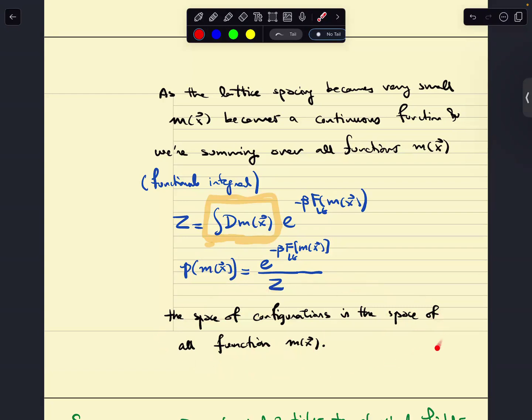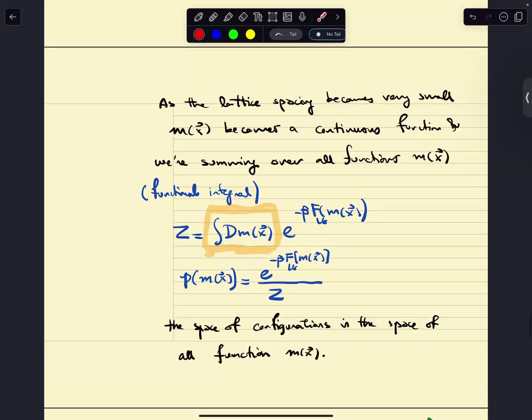In classical physics, the configuration space was all the QIs, right? Where the position of the particle is at different times. Here, the configuration space is all the functions of space. We've gone from particles to fields. Any questions?